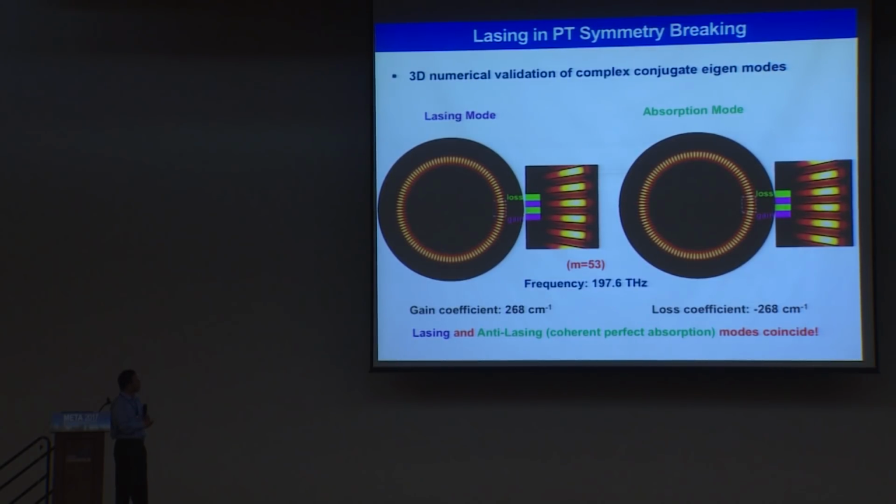So essentially the optical mode sees most of the ring as a gain structure. Oppositely, in the absorption mode, the loss portion of the ring sees the maximum of the field, while the gain sees the minimum. Therefore, most of the energy is dumped into the loss. Therefore, this is absorption. These two modes occur at the same frequency and coexist in the same structure when you pump it. So essentially, the lasing and the anti-lasing, or coherent perfect absorption, modes occur at the same time.